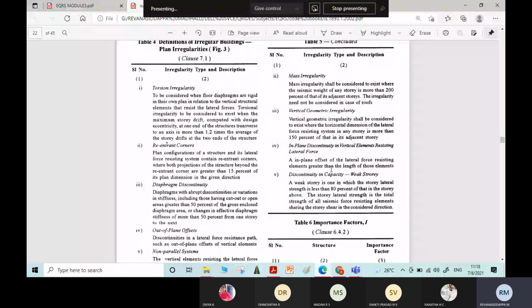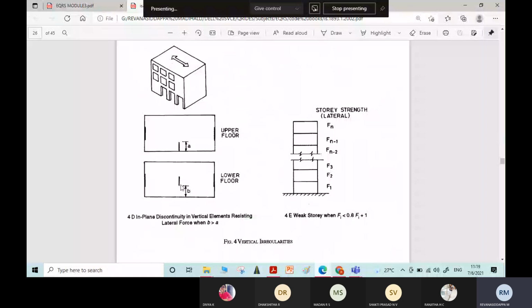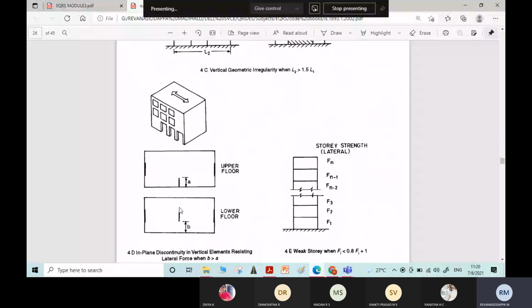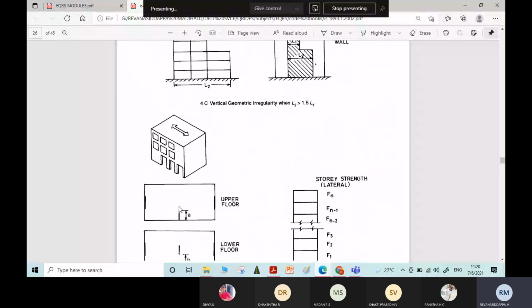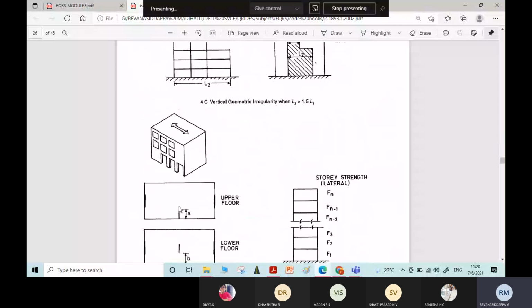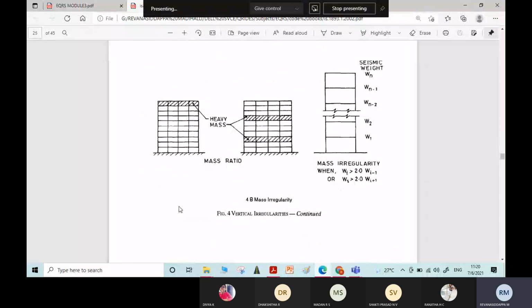You can see a gap here. This kind of gap should not be there. If it is a continuous structural element throughout the height of the beam, then there is no issue with vertical irregularity. If there is discontinuity in elevation of any structural element, then it is called in-plane discontinuity, or in-plane vertical irregularity.